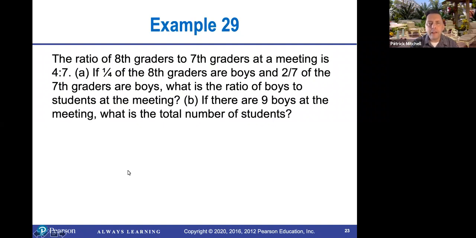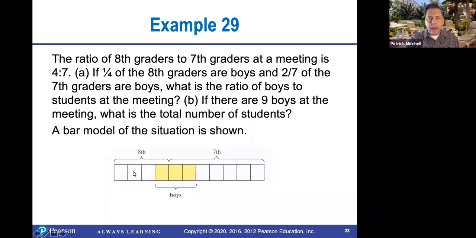All right, I believe this is the last example. The ratio of 8th graders to 7th graders at a meeting is 4 to 7. So the first question is, if 1/4 of the 8th graders are boys and 2/7 of the 7th graders are boys, what is the ratio of boys to students at the meeting? And then the second question is, if there are 9 boys at the meeting, what is the total number of students? So a bar drawing is perfect for this problem.